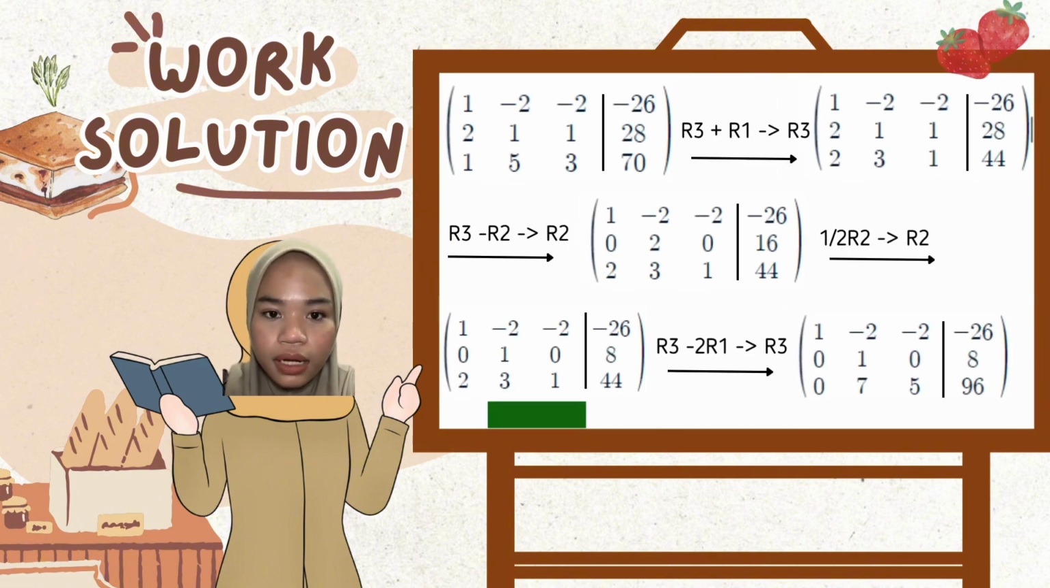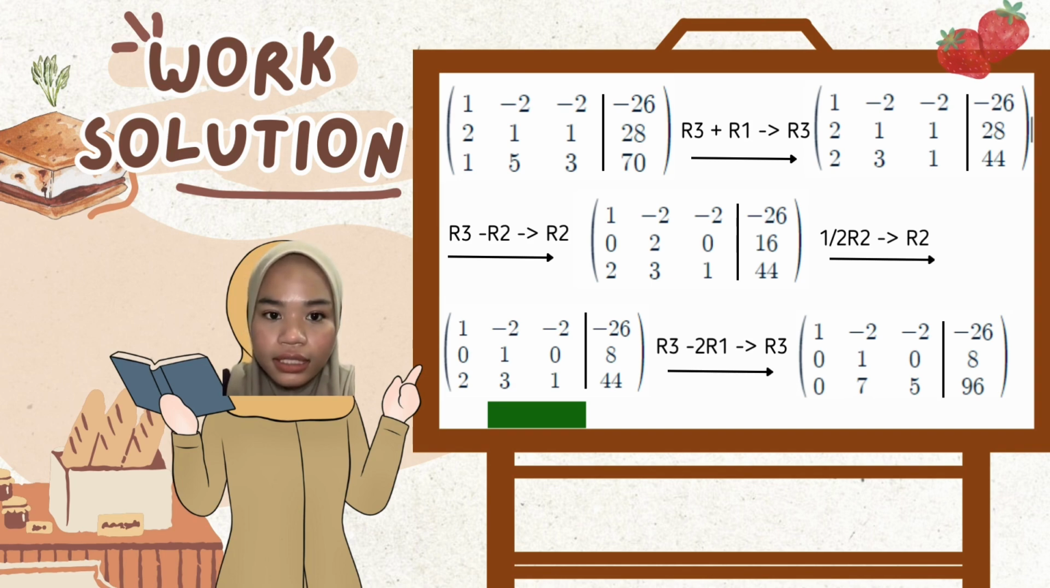Next, R3 plus R1 into R3, so 2, 3, 1 equal to 44. Then R3 minus R2 to get the new R2, 0, 2, 0 equal to 16. Then 1 over 2 R2 into R2, so 0, 1, 0 equal to 8.